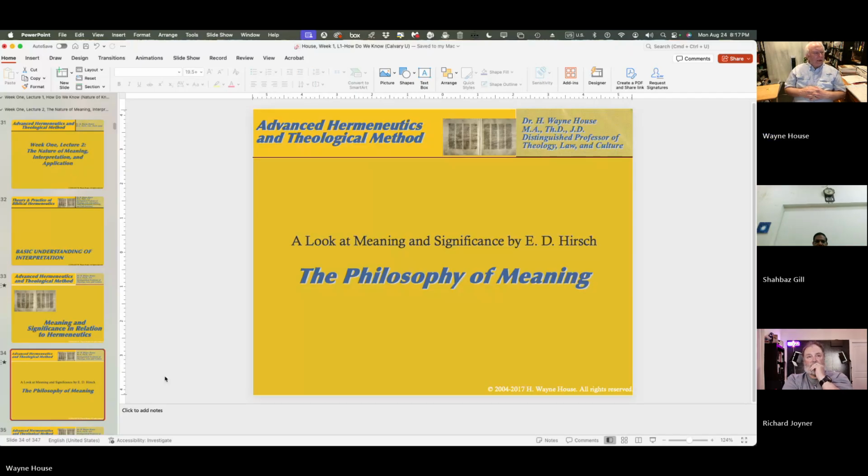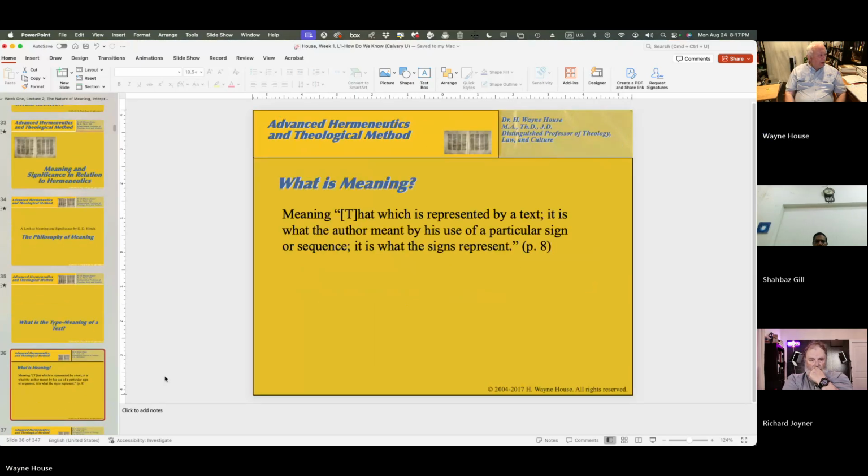And so, in looking at the philosophy of meaning, this becomes important. Then what is meaning? Here it is: that which is represented by a text. Who writes a text? The author of the text, right? So, meaning is that which is represented by a text. It is what the author meant by his use of a particular sign or sequence. It's what the signs represent.